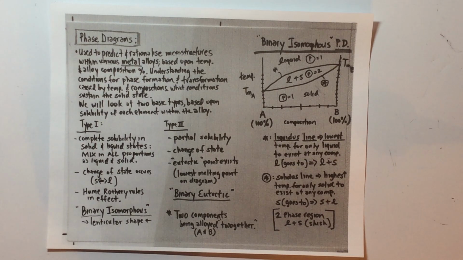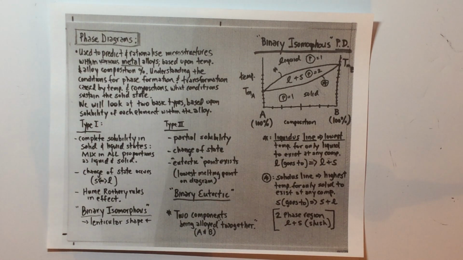So we're going to focus on two basic types of phase diagrams, and they're all predicated on solubility. The first one, which we're going to generally call type 1, has complete solubility. In other words, in solid and liquid states, it mixes in all proportions. In this type 1, there will also be a change of state, which means we'll go from a liquid to a solid and from a solid back to a liquid.